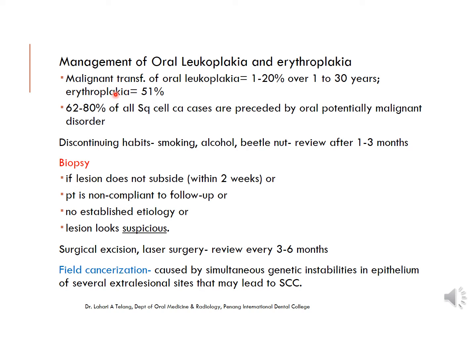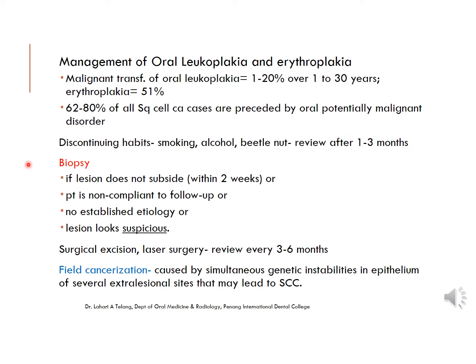That means in 60 to 80% of the cases of all squamous cell carcinomas, had a dentist seen them when they were in the stage of oral potentially malignant disorder, we could have actually saved the patient from turning into oral squamous cell carcinoma, or at least prolong their lifetime by reducing risk factors. So discontinuing habit is still a very, very important part of management. There is smoking, alcohol, betel nut chewing, and it is important to review these patients at 1 to 3 months, to see if they're still following the path of discontinuing the habit, or have they hooked on to the habit again.